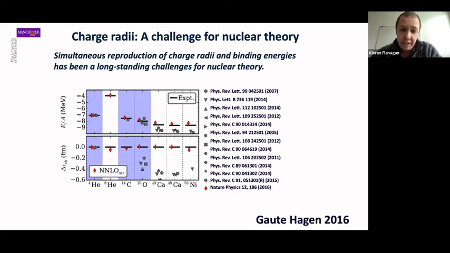And this is highlighted nicely in this plot by Goethe. Here we see the comparison where we walk along the double shell closed nuclei, where we get good agreement across all theories in mass and in energy. But when we come to reproduce the charge radii, the majority of theories break down, and this remains a challenge. And of course, as we go to heavier systems, this challenge only grows.